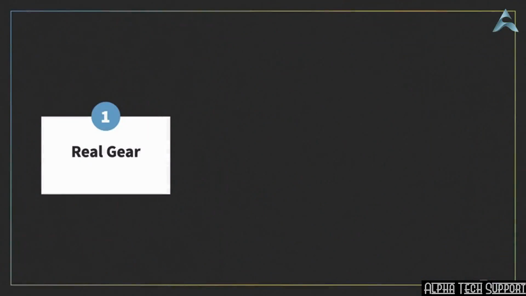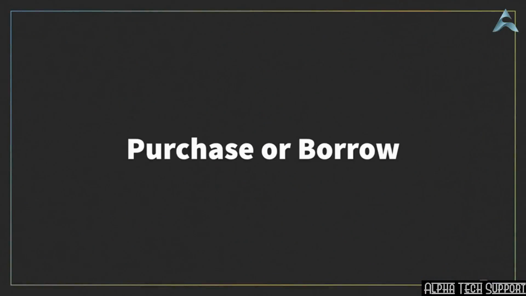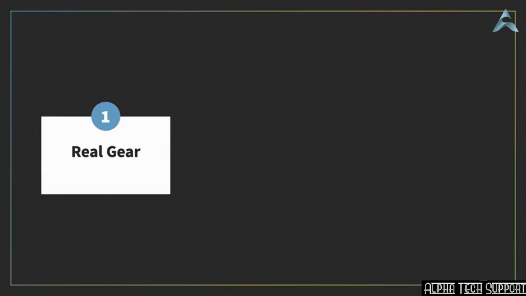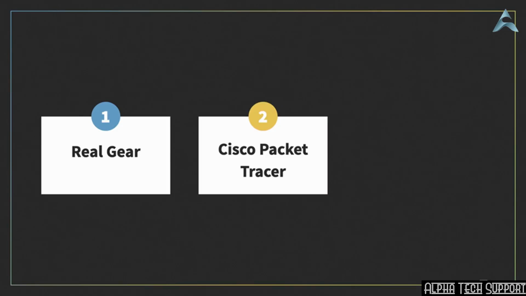First, you could use real gear. You could buy it used or refurbished from a variety of online sites, or maybe with your employer's permission, you might be able to use some extra gear from your workplace to set up a practice lab. Another option is for you to use a free application from Cisco called Cisco Packet Tracer. And after you download it, you'll be asked to log in, and you can use an existing Google account or create a free Cisco Networking Academy account.